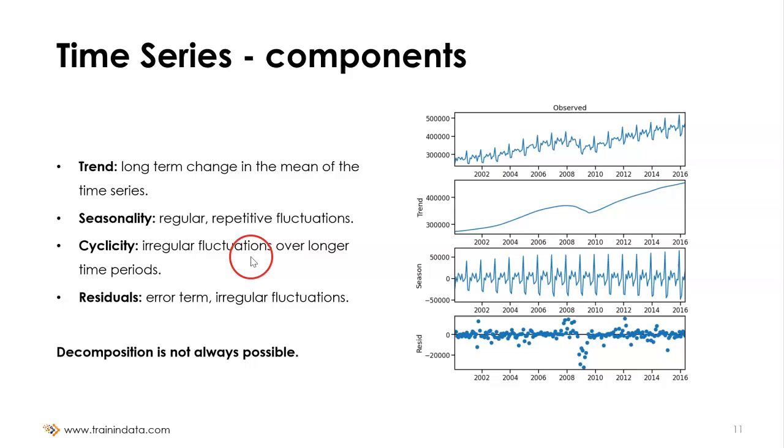Cyclicity are irregular fluctuations, for example, a decrease in sales during depression or war, or something external that repeats itself every certain time, but not exactly the same time. Finally, everything else that we cannot decompose into these components is what are called the residuals or the error term. In other words, irregular fluctuations over time. And this goes without saying, but some time series may not have any of these components, or at least decomposing them into these components is not easy.